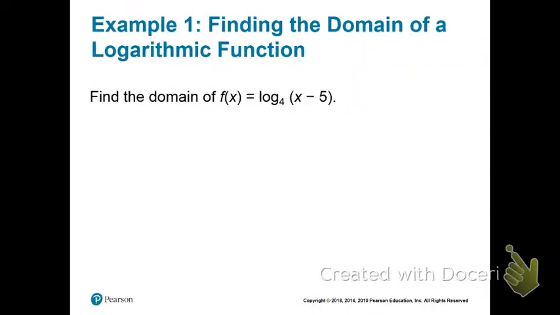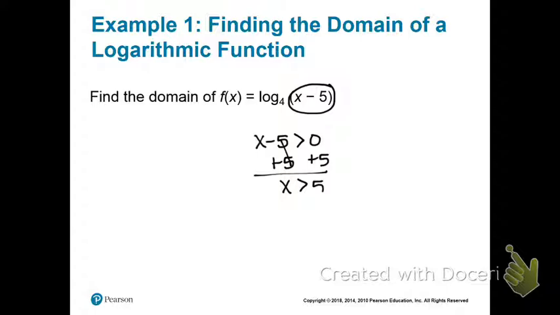So let's do that. Example 1 says find the domain of log base 4 of x minus 5. So we're going to take the x portion, which is our x minus 5. We know that's got to be greater than 0, and we're just going to solve. And so we get x is greater than 5.